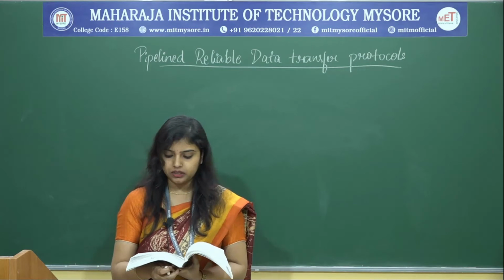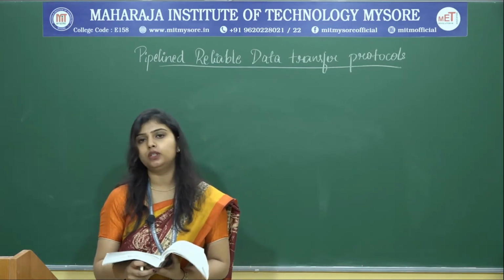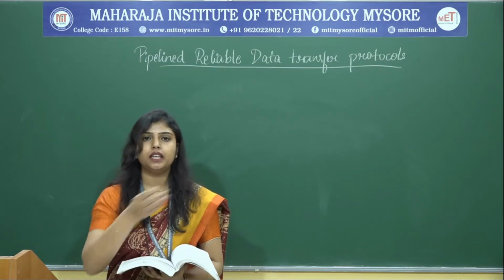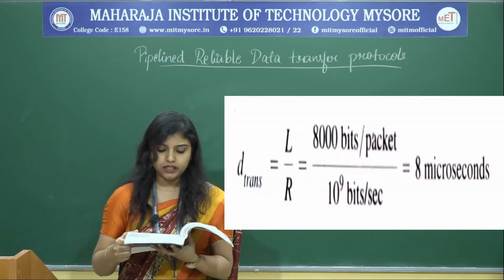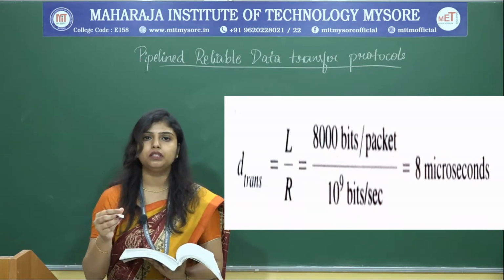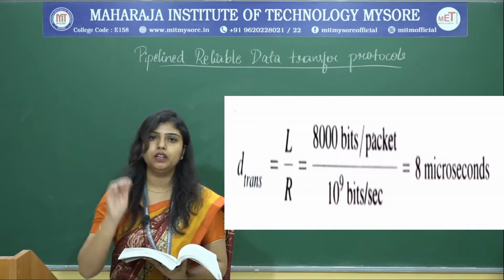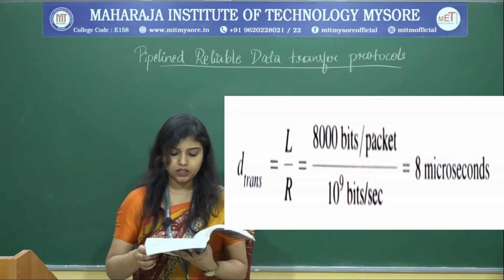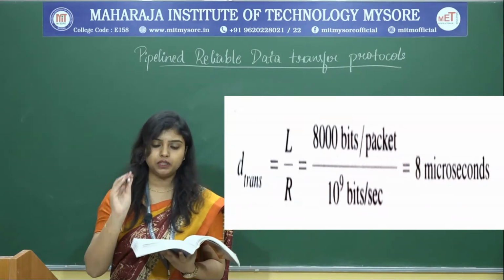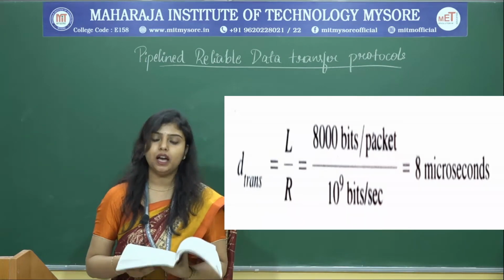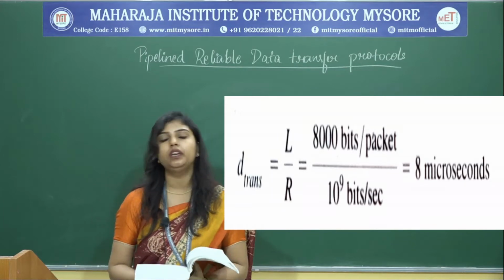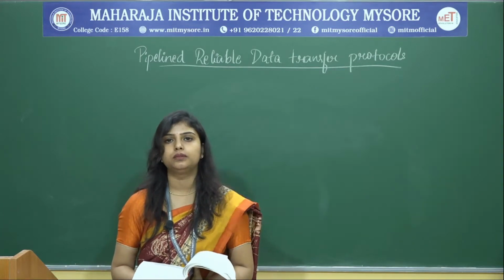The time needed to actually transmit the packet into the 1 Gbps link is, as you can see in the formula, D transmission equals L by R. That means packet size divided by the transmission rate: 8000 bits divided by 10 to the power 9. As we are transmitting into a 1 Gbps link, R will be 10 to the power 9 bits per second, which comes out to be 8 microseconds.